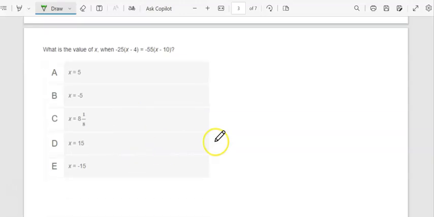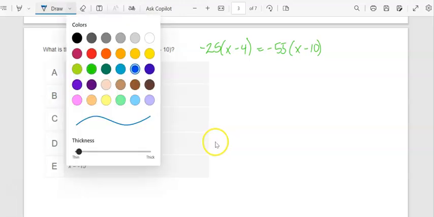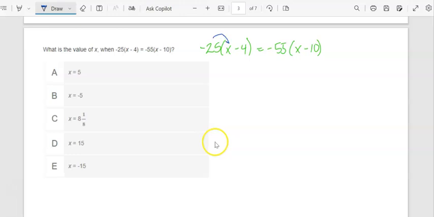What is the value of x when negative 25 times parentheses x minus 4 is equal to negative 55 times parentheses x minus 10? All right, so we're going to start with the distributive property. We have to multiply the negative 25 by x, and that's negative 25x. And then you multiply it by the negative 4. Remember that minus sign, minus 4, is the same as plus negative. So negative 25 times negative 4 is 100.